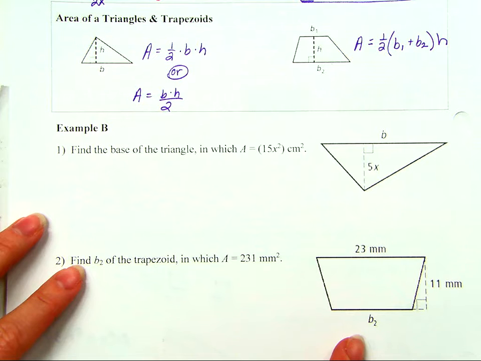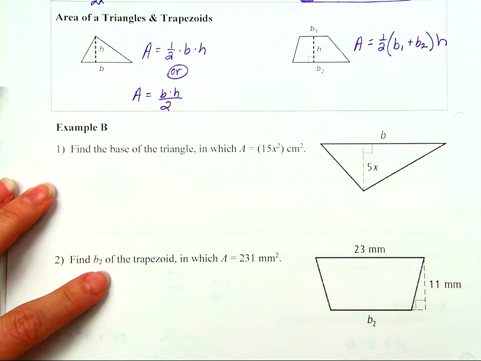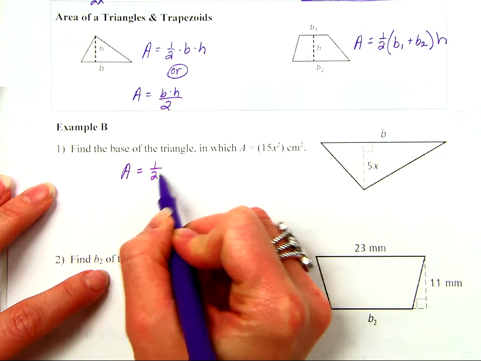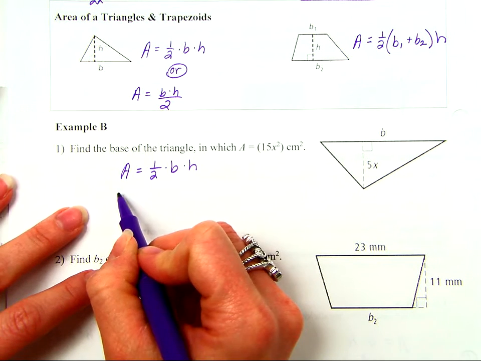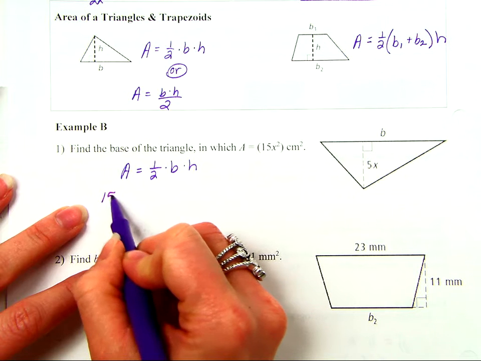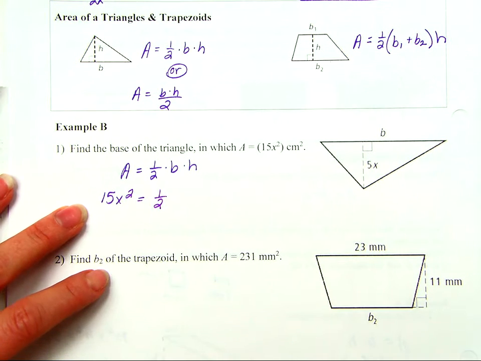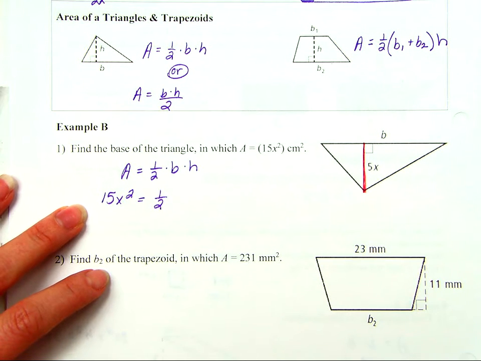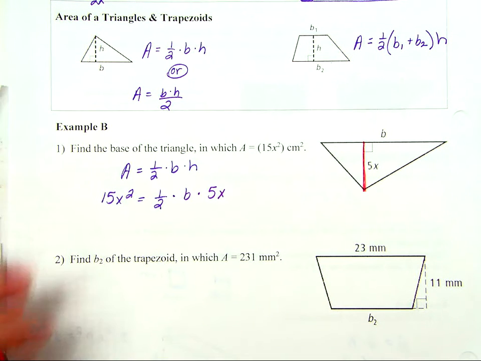Okay. In example B, they ask me to find the base of my triangle in which the area is 15x squared centimeters squared. Well, again, I like to start with my formula and plug in the information that I know. In this case, I know my area is 15x squared. I can see from the picture here that my altitude or my height is 5x, where I'm looking for the base. So I'm going to go ahead and make that substitution.